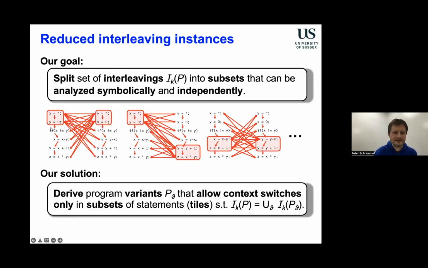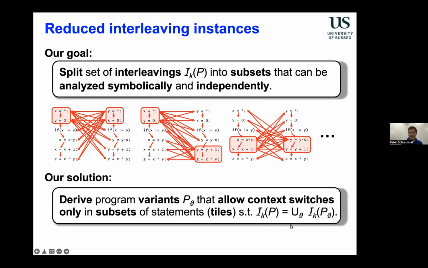For example, here is an example of tiles. They are subsets of statements, and we only allow context switches from within a tile to another statement. Whereas if I'm outside the selected tile, I have to execute sequentially. I'll explain in detail how this is going to happen, but this is essentially the idea. We're restricting the behaviors of these programs by restricting the places in which they are allowed to context switch. Then we enumerate these different selections of tiles in a way that we cover all the original behaviors.